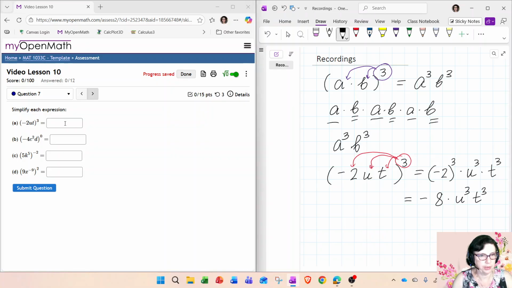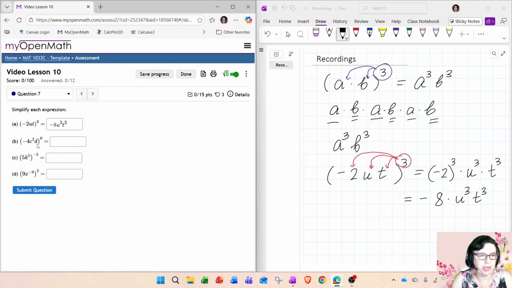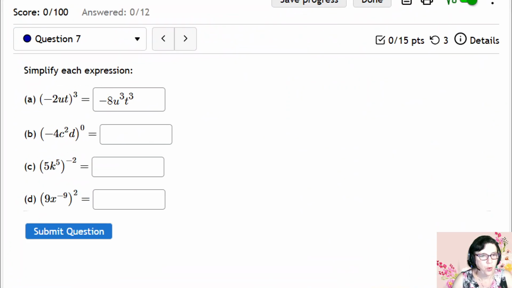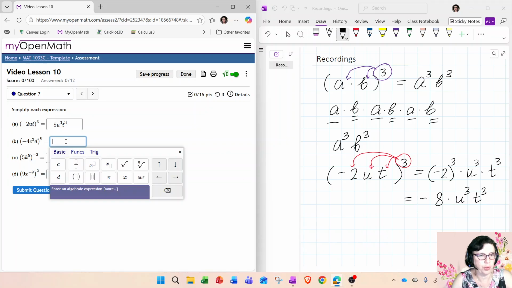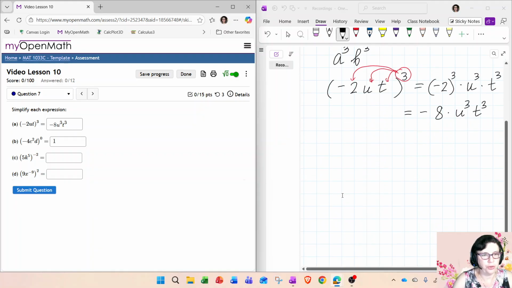All right, let's go ahead and enter that here. The next example is actually a trick example. I want you to always remember that no matter what it is, when you are raising it to power 0, unless it is 0 itself, the answer will just be 1. Anything to the power 0 is 1.